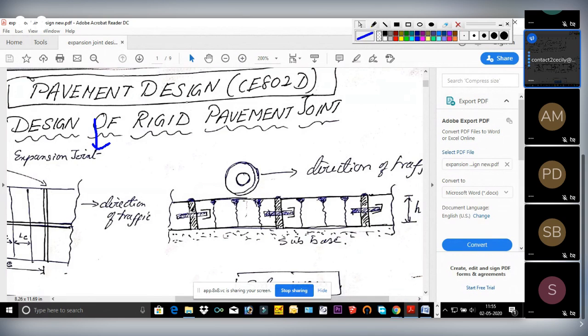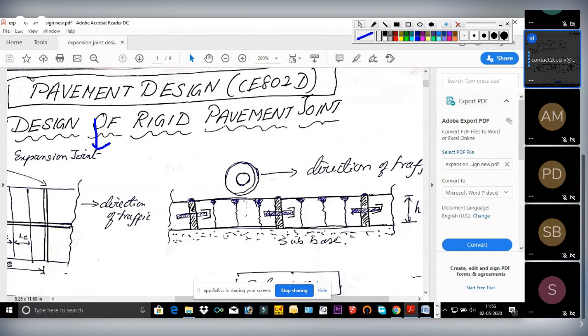During the expansion process, it is blocking that expansion. It is resisting the expansion. So ultimately the purpose of the expansion joint is not fulfilled. We are not allowing the slab to expand. Then ultimately again cracks will develop.